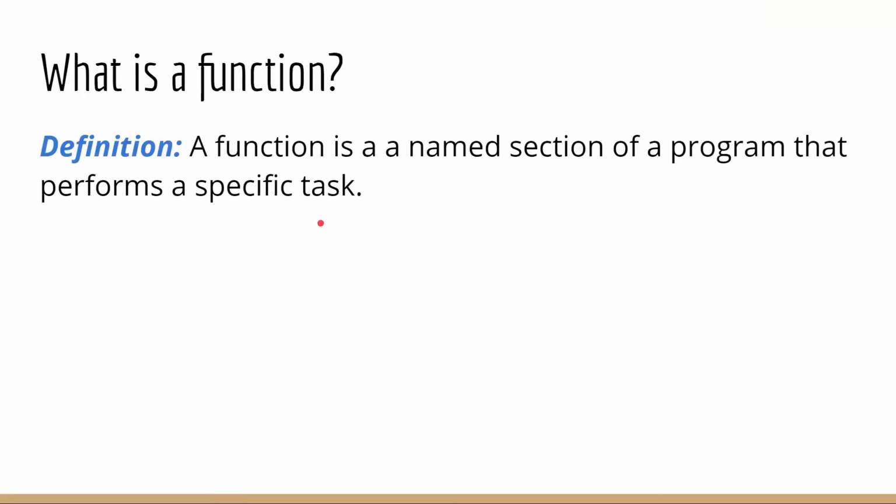First, the definition. What is a function? A function is considered a named section of a program that performs a specific task. So basically, a function is just some lines of code that we give a name to, so that we can access them whenever we want. And these lines of code perform a specific task or solve a sub-problem. Basically, they do something for us, okay?